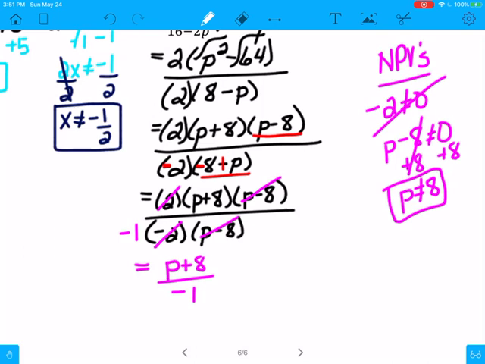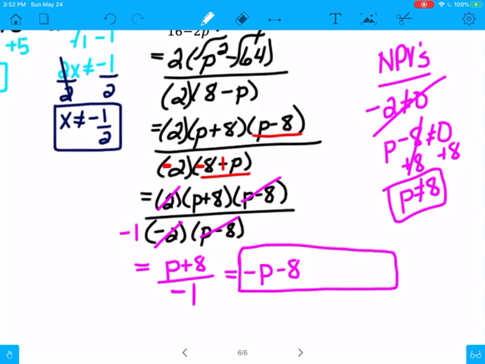So if you left it like this, for me, I'd be happy. But that negative 1 can actually go to the top and you can get negative p minus 8. And it can only go to the top because it's just a negative 1 on the bottom. If there was more, you wouldn't want to do that. You just leave it in the bottom. Ooh, I just forgot my NPVs. And p cannot equal 8. And that's it. That's all for this lesson.